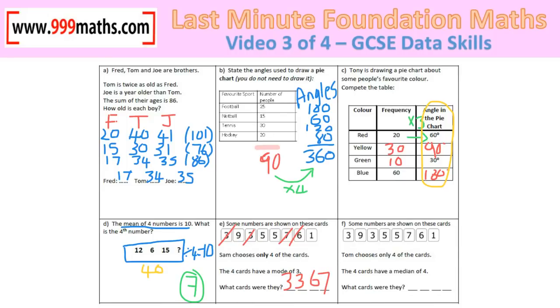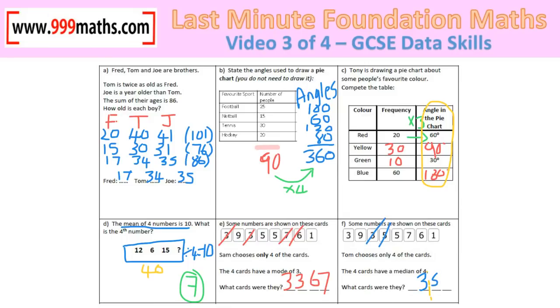Last question. More numbers, more cards, and again Tom's going to choose 4 of them and they're going to have a median of 4. That means the middle value should be 4. There isn't even a 4 in the list, so this time I shall put a 3 on the left and a 5 on the right.